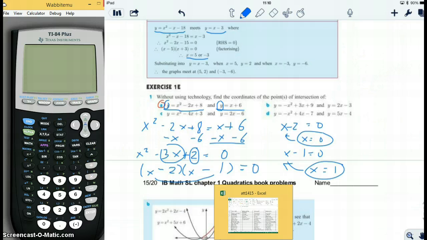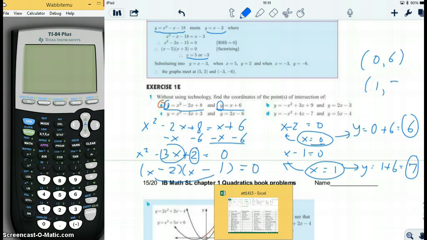Now we need to find the coordinates of the point of intersection. So we found x equals 0 and x equals 1. Now we just need to find the points of intersection. How do we do that? Well, it's easier to put x into the linear equation because the linear equation doesn't have any squares in it, so we'll just put 0 plus 6. So the y coordinate for this x is going to be 6. And the y coordinate for this x is going to be 7. Okay, so our two points are (0, 6) and (1, 7).